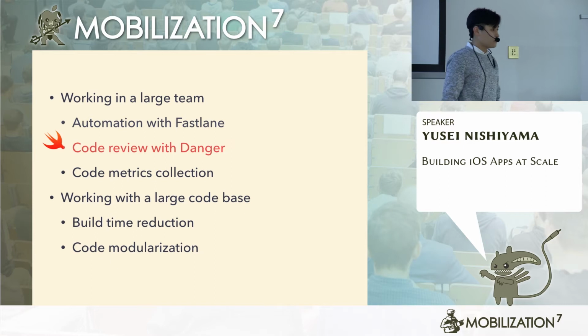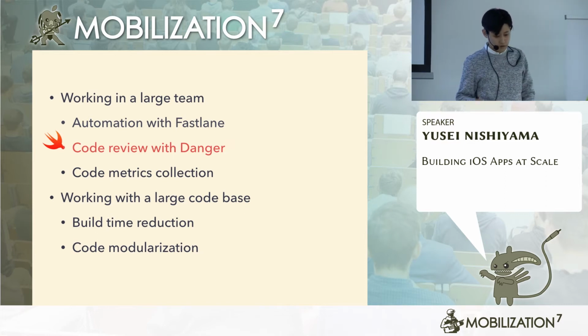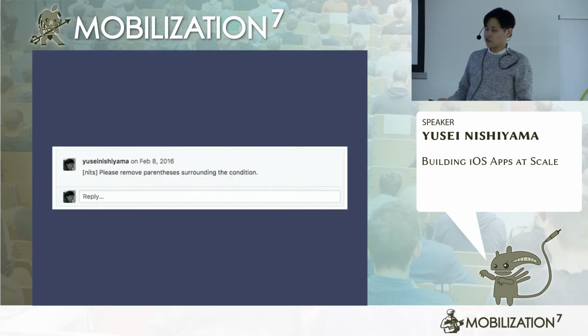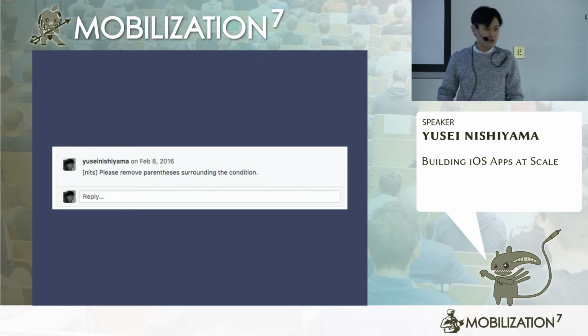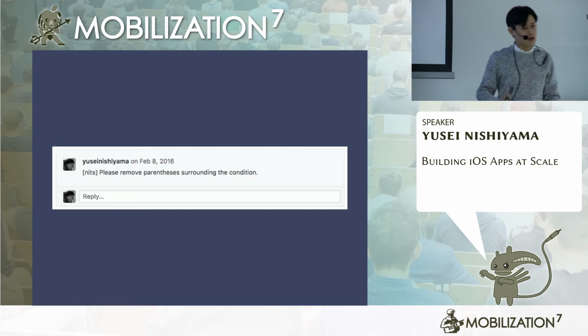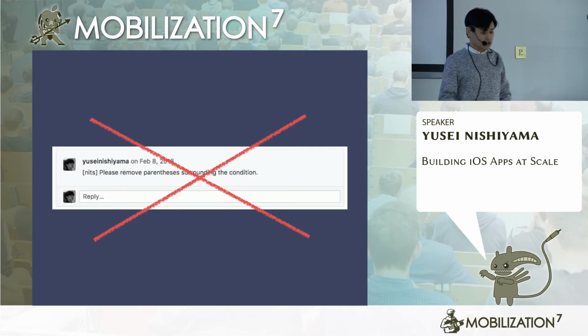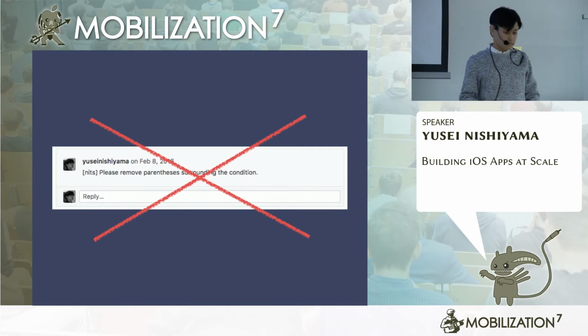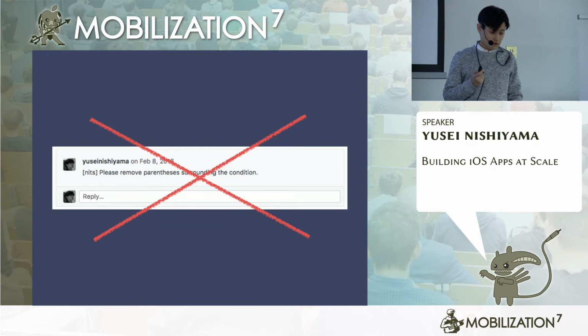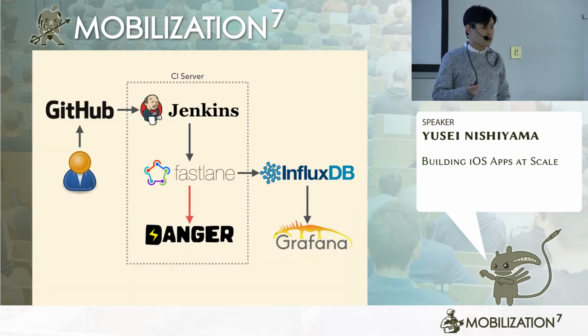The next part is about Danger. Before talking about Danger, let me ask a question. Have you ever posted a comment like that? So like, please remove parentheses surrounding the condition. This shouldn't be done by you, but by a machine automatically. This is where Danger takes its place.